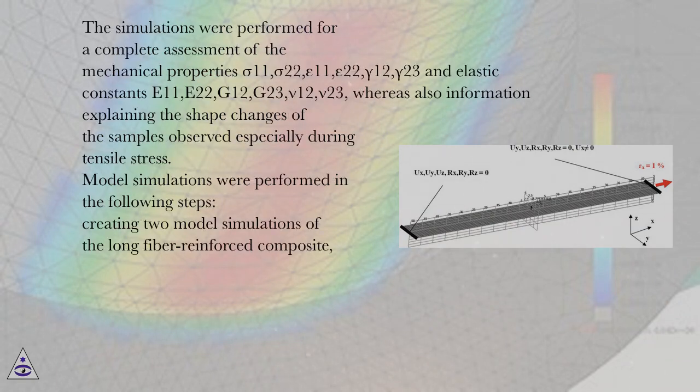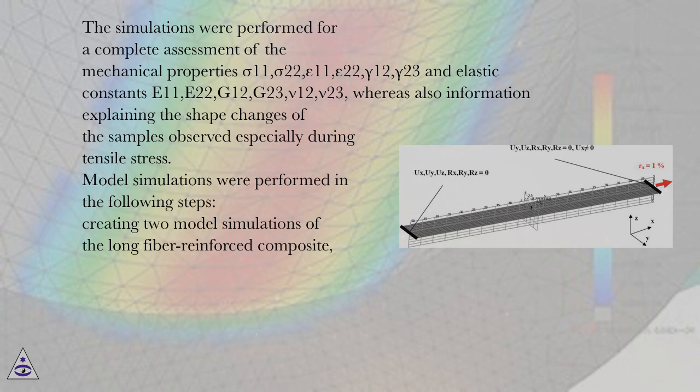The simulations were performed for a complete assessment of the mechanical properties sigma 11, sigma 22, epsilon 11, epsilon 22, gamma 12, gamma 23, and elastic constants E11, E22, G12, G23, nu12, nu23, whereas also information explaining the shape changes of the samples observed especially during tensile stress.